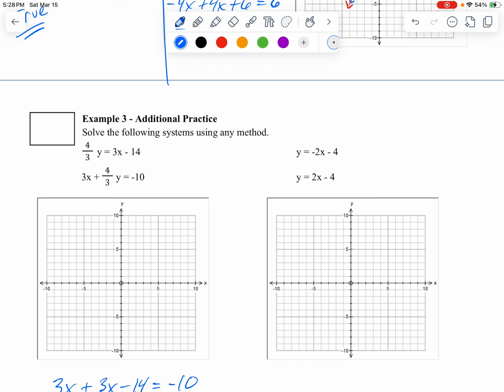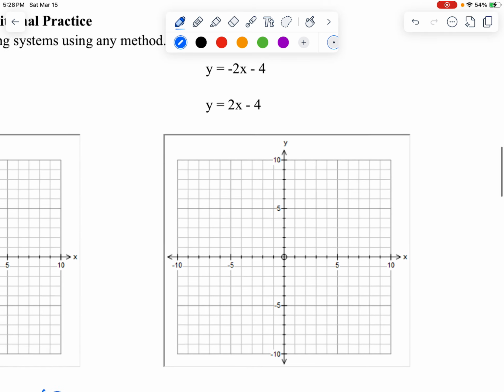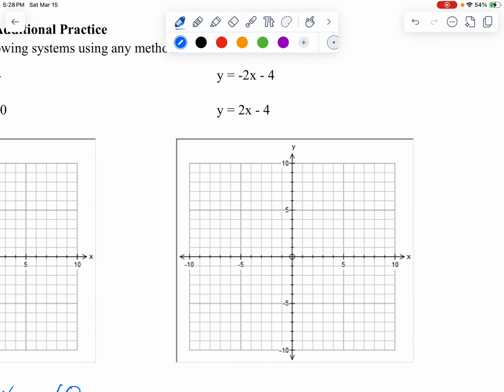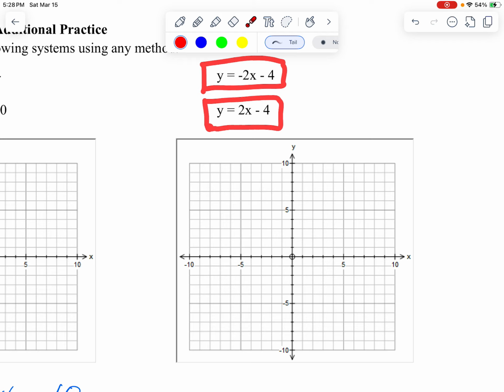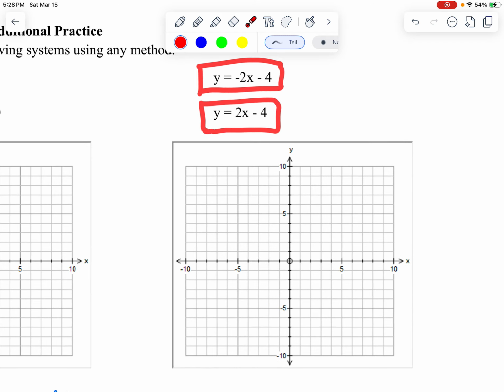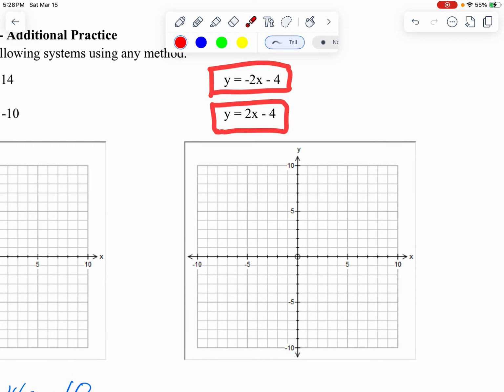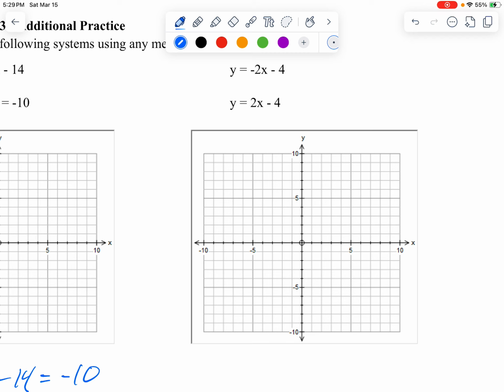Okay, moving on to the second one. To me, when I look at this, this looks like a great graphing system. Again, substitution would work really well too, but I think if we graph this, we're going to see right away, look, they're nice slope-intercept form. They both even have the same y-intercept, just a different slope. So right away, I can probably tell if I just think about what these graphs are going to look like, this is going to have one solution.